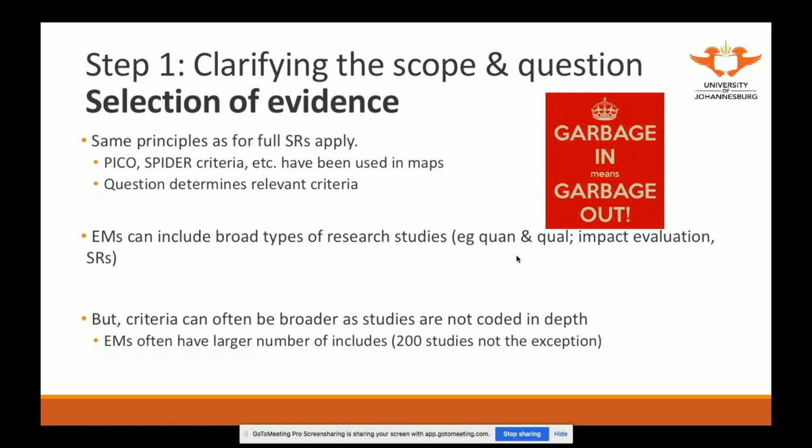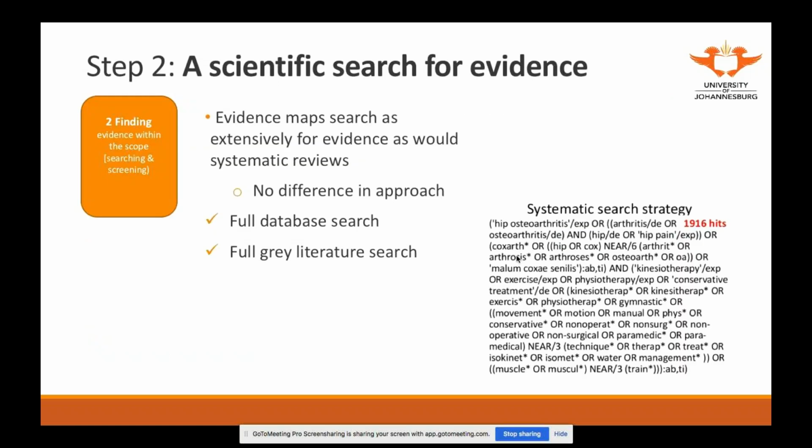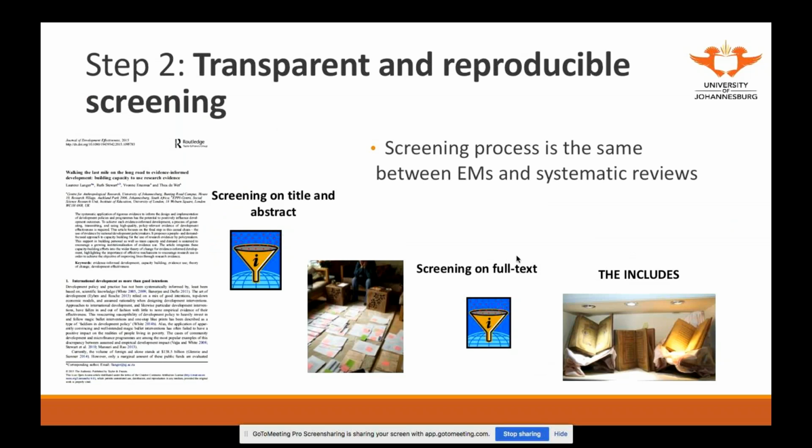Moving to the scientific search for evidence, there's not much to say, but that it's exactly the same as for a full systematic review. We do full scientific database searches, we do full grey literature searches, as well as snowballing, so it is really exactly the same. Likewise, for the screening process, unfortunately, there's no quick shortcut either. You still screen on title and abstract and then full text, so this hasn't really changed either.